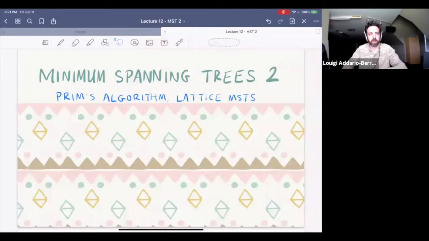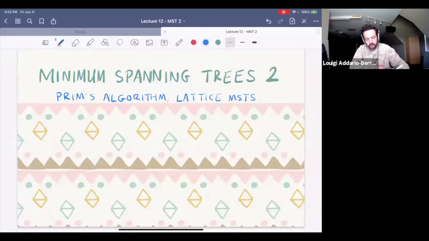So welcome back, everyone. We're going to continue talking about minimum spanning trees today. In the previous lecture, we saw Kruskal's algorithm, which was this global greedy algorithm for constructing minimum spanning trees of finite graphs. By globally greedy, I mean it always chooses the smallest weight edge among all of the possible allowable edges to add. And today we'll focus on a local procedure for building minimum spanning trees called Prim's algorithm.